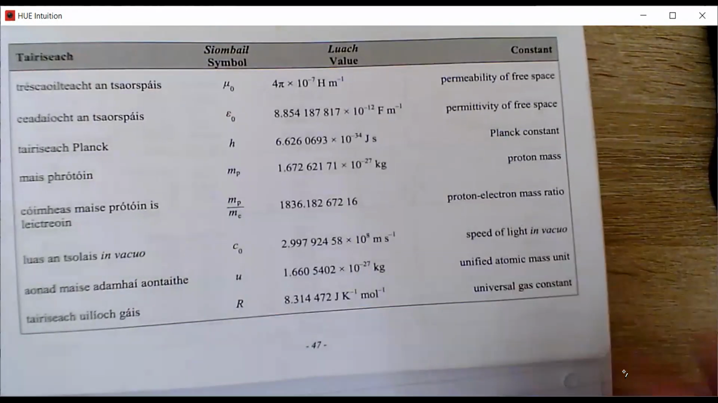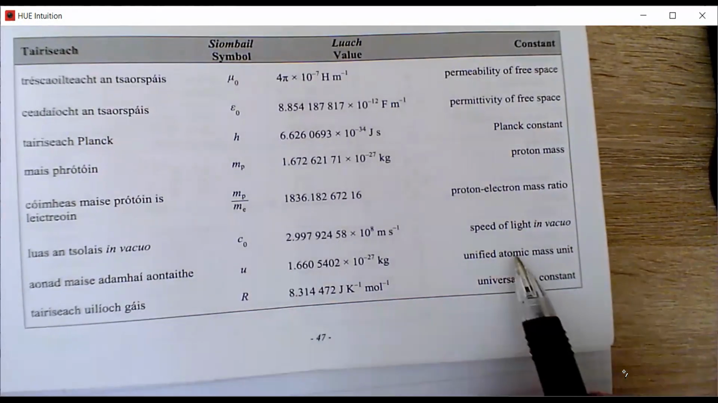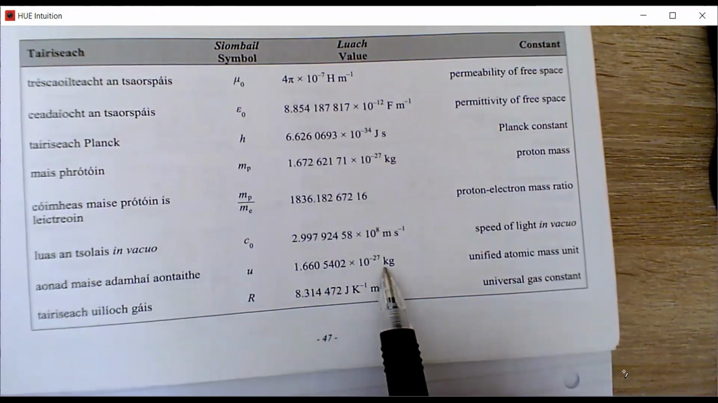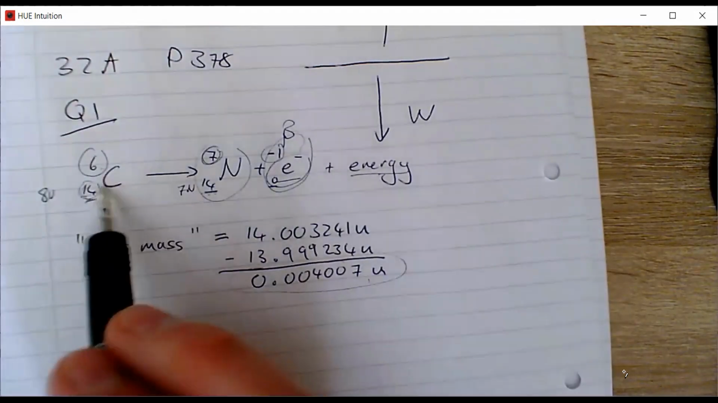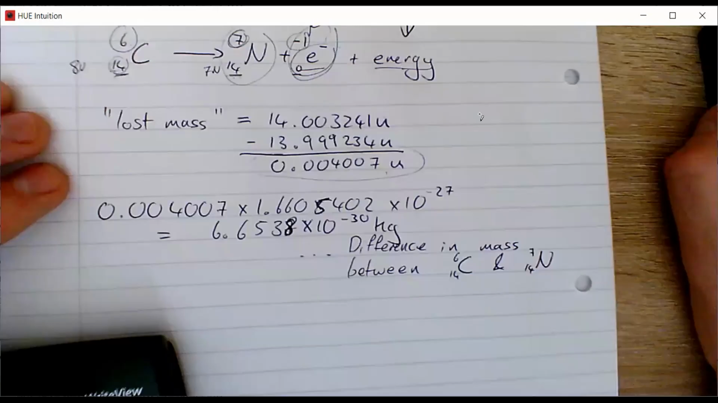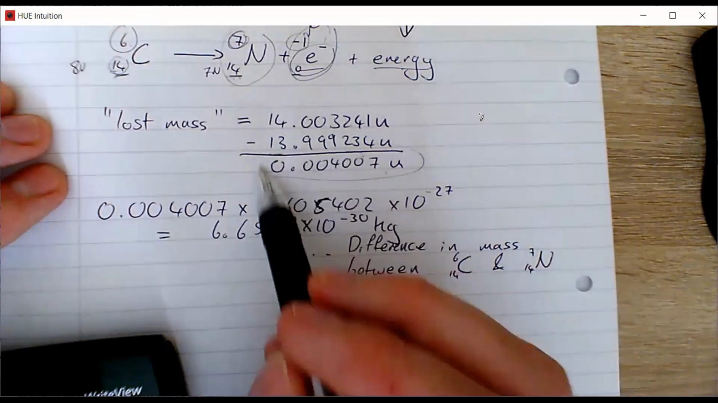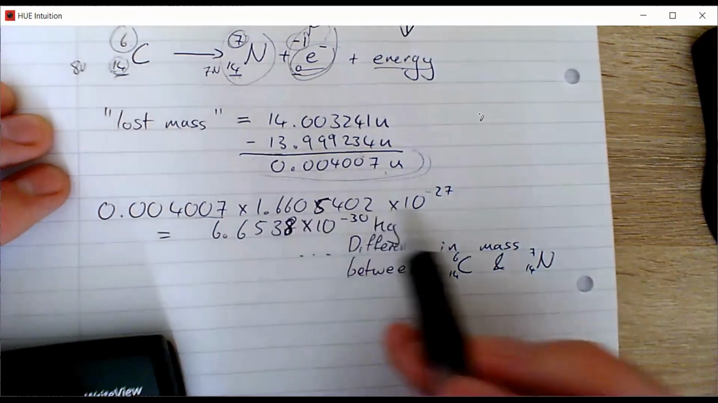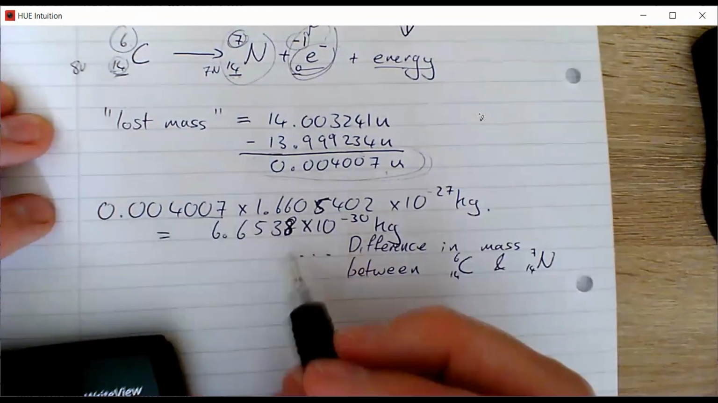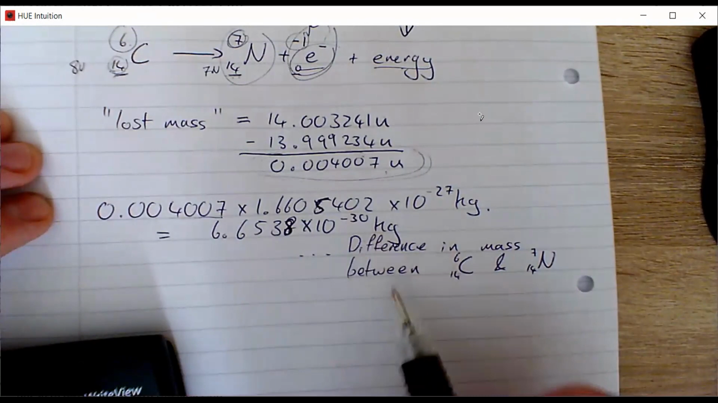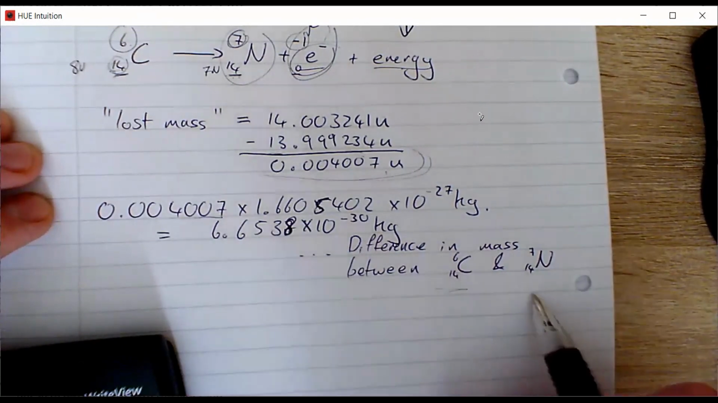If you go to page 47 in your log tables, you'll see the unified atomic mass unit is given here as 1.66 times 10 to the minus 27 kilograms. So working with that figure, I can work out how many kilograms of mass there is in the difference between carbon and nitrogen. Our difference in mass is the number of atomic mass units multiplied by the value of one atomic mass unit in kilograms, which gives us 6.6 times 10 to the minus 30 kilograms. So that's our difference in mass between carbon 14 and nitrogen 14.